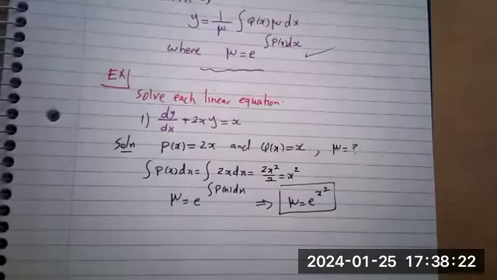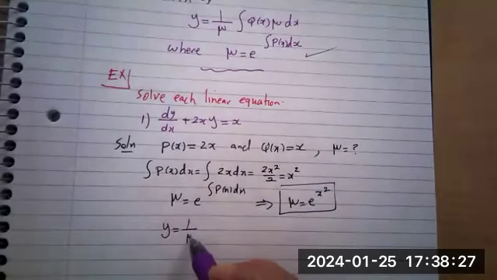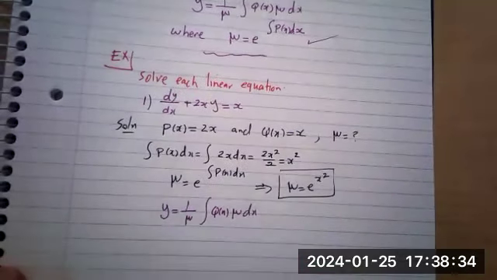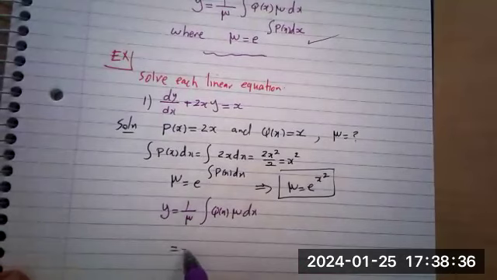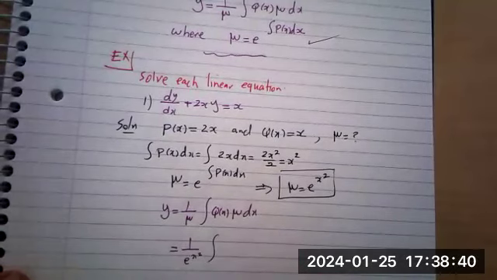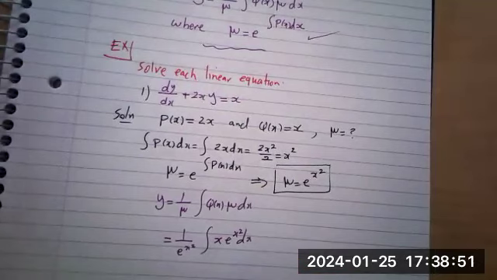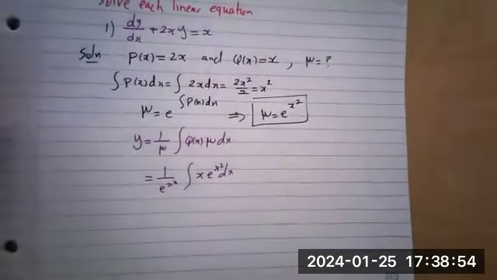Now bring the formula and just get it. The formula: y equal to 1 over mu, integral of q(x) times mu dx. Substitute: 1 over mu is 1 over e to the x squared. The integral of q(x) is x times mu, e to the x squared dx.